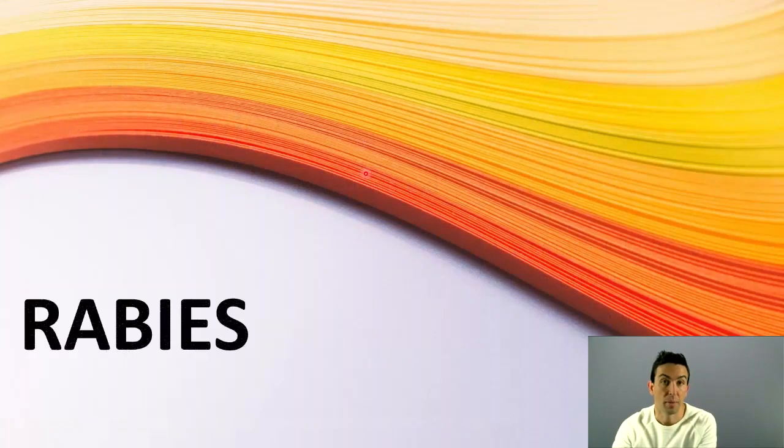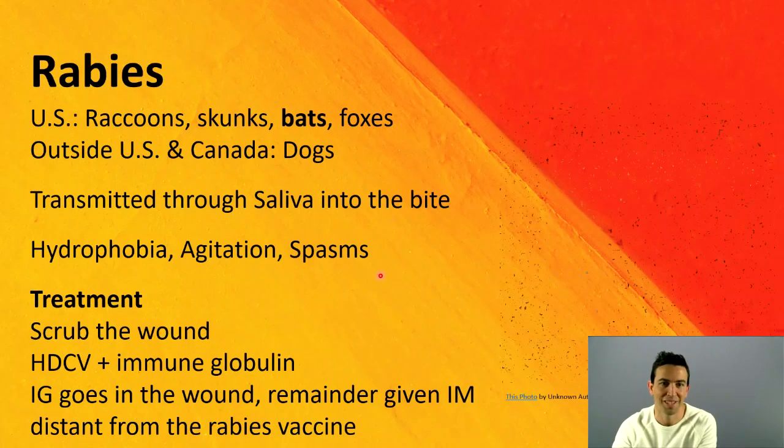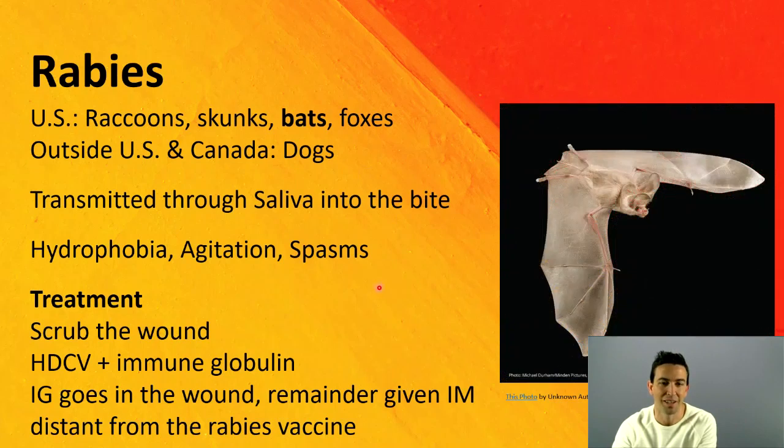Next one is rabies. Lots of questions on rabies for some reason. It always seems like the bat always gets included into the question stem. So the most common animals involved: raccoons, skunks, bats, foxes. Outside of the U.S. and Canada it is dogs.